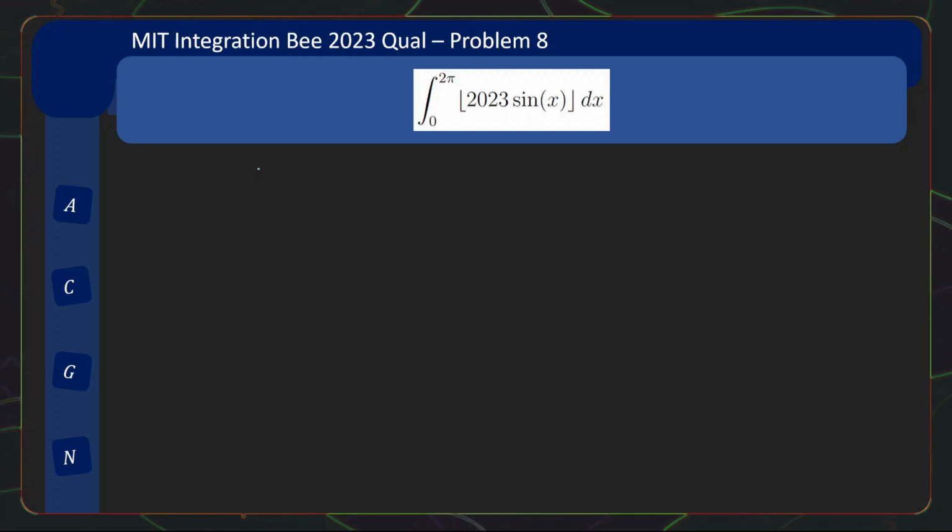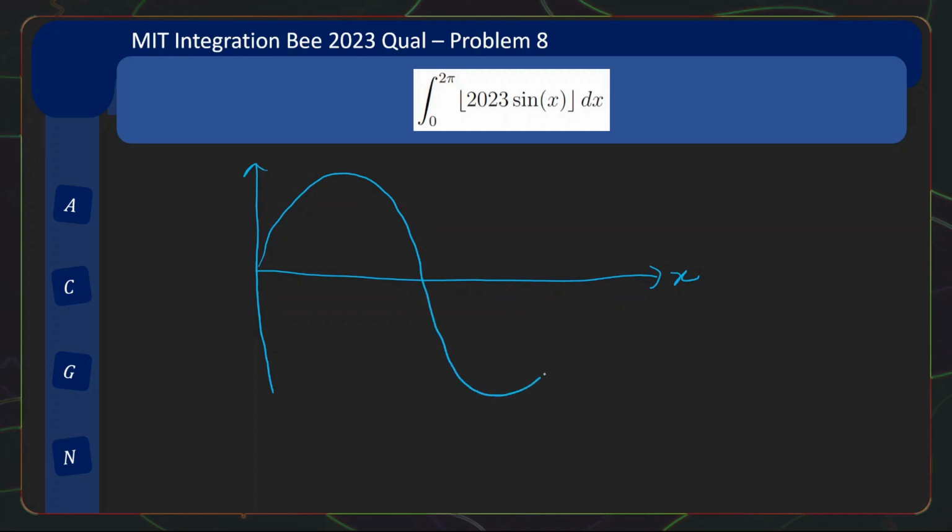So let's try and take a look at how the function behaves. So if we have, let's say over x here, and over here I draw the 2023 sine x function. So we have something like this. Okay, so the height of this is 2023, but now we need to take the floor function. So let me just say this is from 0 to 2 pi, right? And now we need to take the floor function.